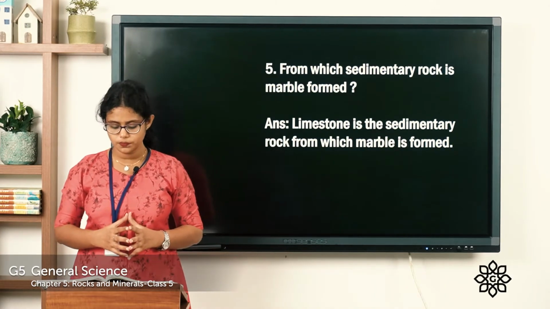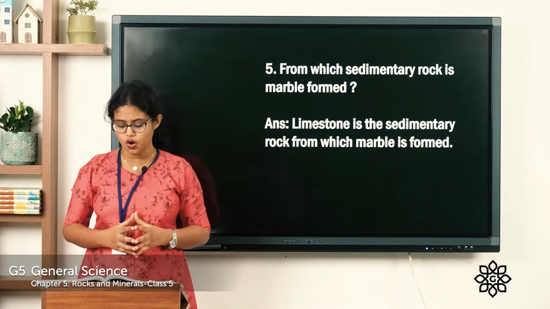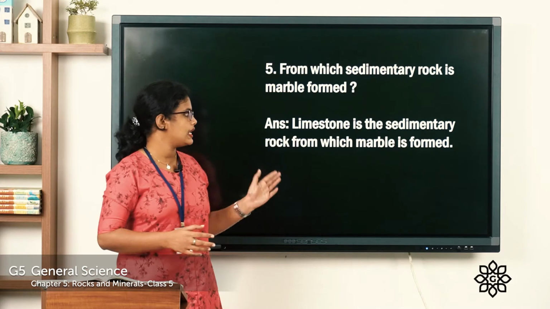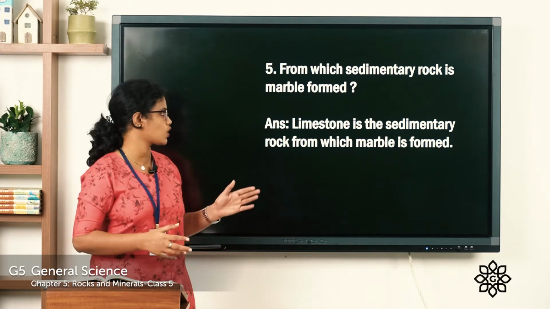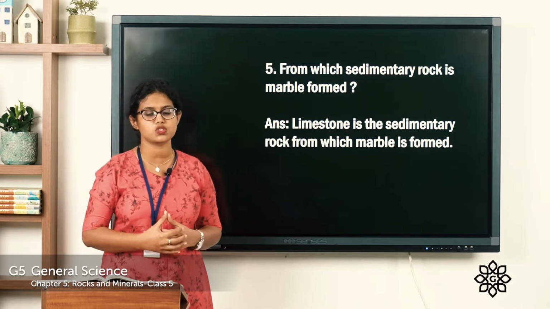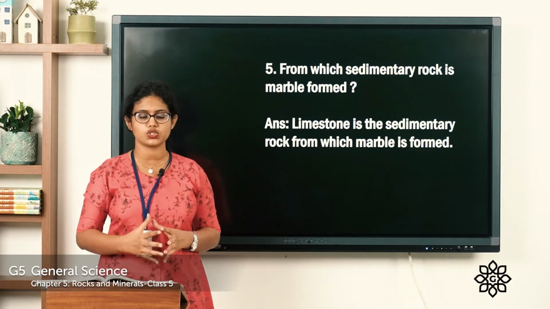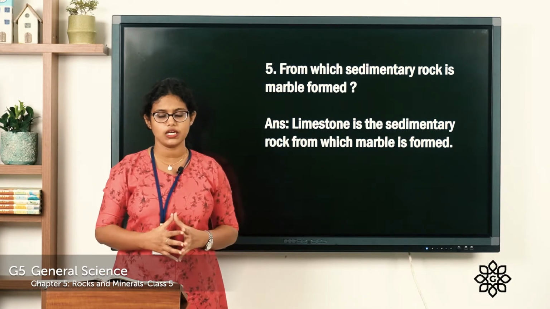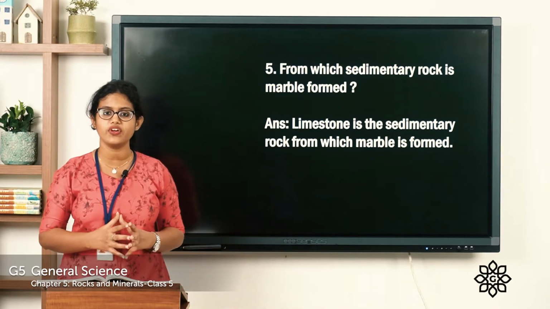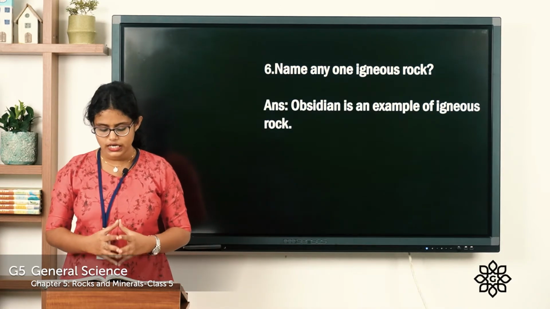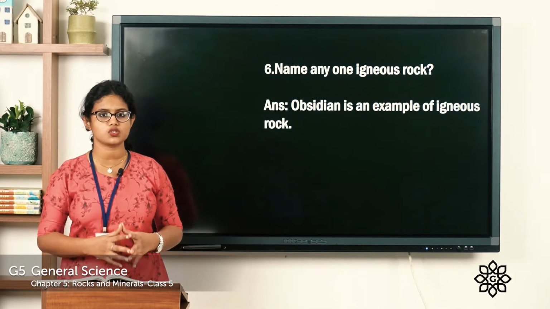The fifth one, from which sedimentary rock is marble formed? You can write the answer, limestone is the sedimentary rock from which the marble is formed. When the limestone undergoes heat and pressure, it changes into another rock, which is the marble, and marble is the metamorphic rock.